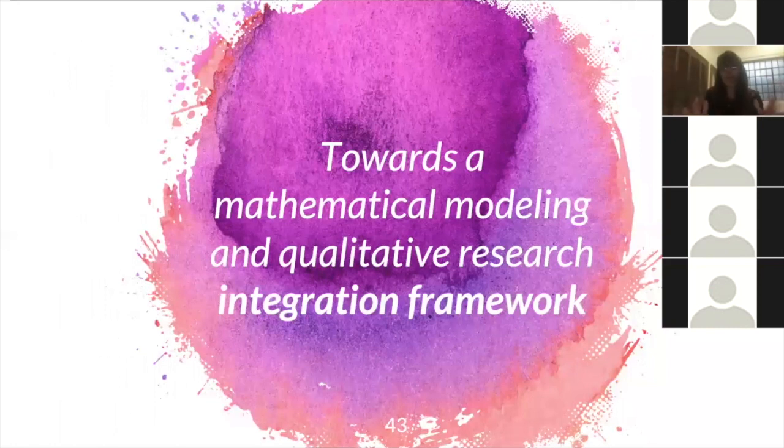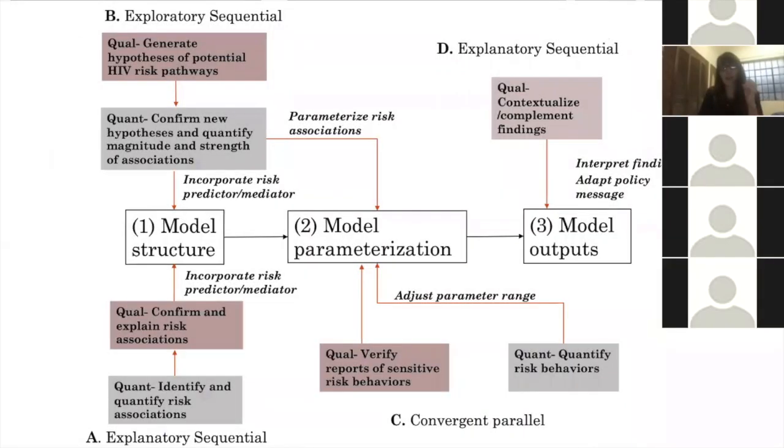And so all of this is taking us towards a mathematical modeling and qualitative research integration framework. I'm not going to go through this in detail because I've run out of time, but basically I argue that this can be done in a much more systematic way and that qualitative research can inform the modeling process at each stage, as I have described previously, and that it would follow established mixed methods processes, such as explanatory sequential analysis, convergent parallel analysis, etc.